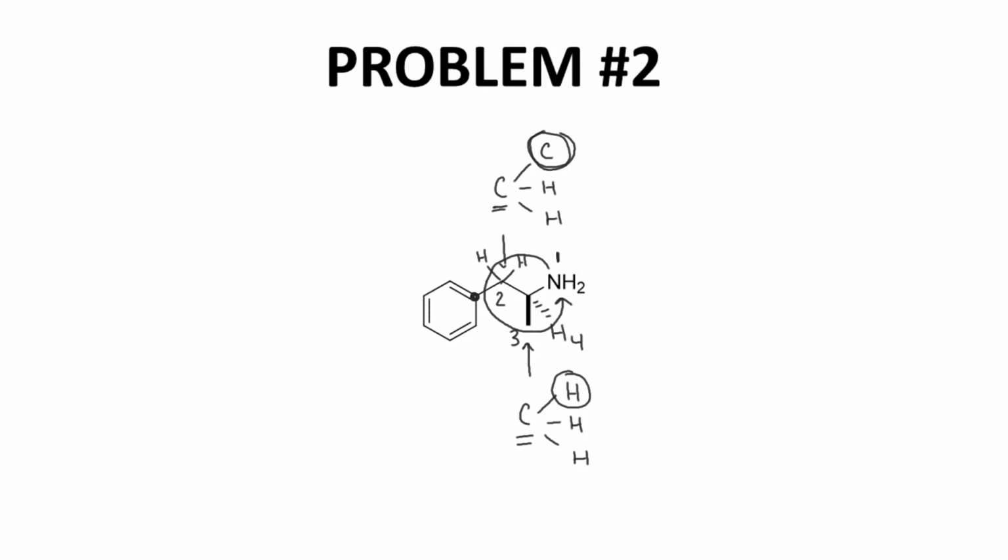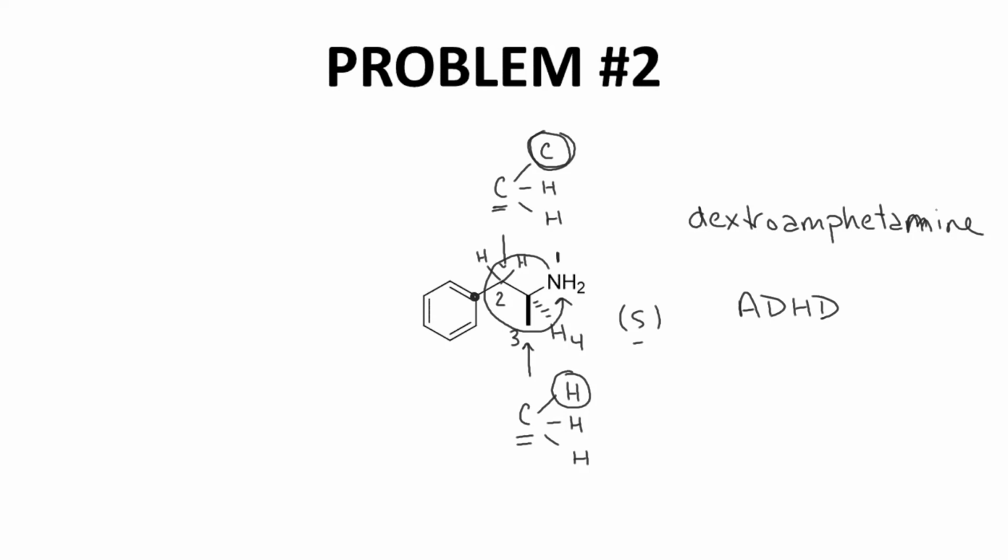That circle is counterclockwise, and so this is going to have the S configuration. This molecule is called dextroamphetamine. Let's try to spell it correctly. Dextroamphetamine. This is a stimulant, and it's used for conditions like ADHD, Attention Deficit Hyperactivity Disorder.